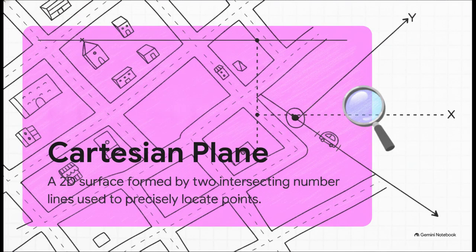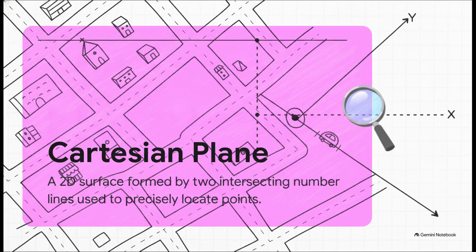If you have ever looked at a map of a city or even just glanced at a digital GPS layout on your phone, you're essentially looking at a Cartesian coordinate plane. I know that sounds like heavy algebraic jargon, but think of it simply as a two-dimensional surface formed by two intersecting number lines. You have this horizontal line running left to right, that's the x-axis, and you have a vertical line running up and down, that's the y-axis.